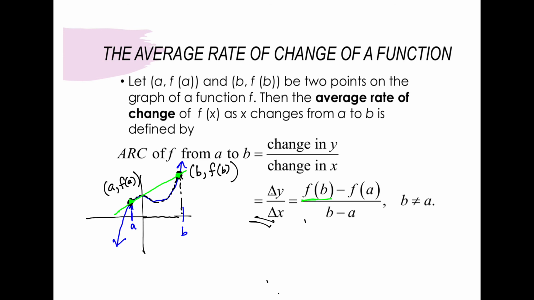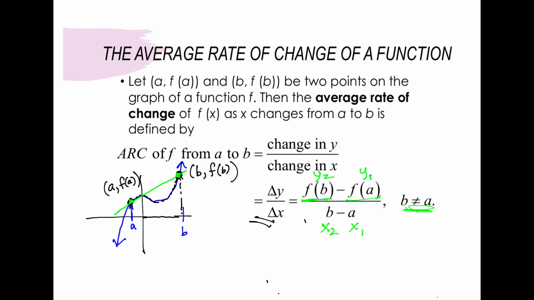Notice that f of b would be like my y2. F of a, the result of plugging a in, would be like my y1. And then we have my x2 and my x1, right? These are my inputs, b and a. And the one thing we're saying is b can't equal a. Can you think about why that would be? Well, b can't equal a because that would give me a 0 in this denominator, and we know that's not allowed.